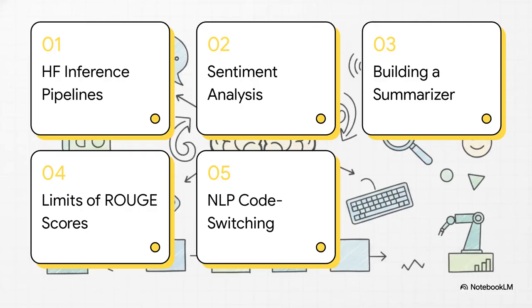To get us there, here is our roadmap. Number 1. Hugging Face Inference Pipelines. 2. Open Source Sentiment Analysis. 3. Building a BART Summarizer. 4. The Limits of ROUGE Scores. And finally, number 5. NLP for Code Switching.